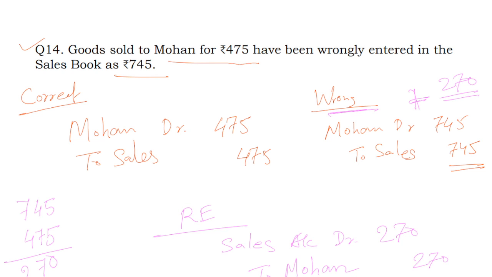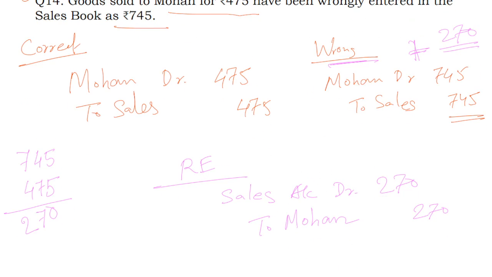Yes, you are absolutely correct. So basically we just reverse the transaction, because the value was recorded more. Instead of the correct value, we recorded the wrong value. 270 was recorded more, so we have to reduce it. The correct way to reduce the figures is to pass the reverse entry.